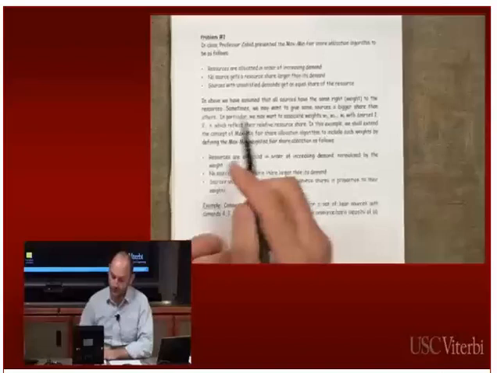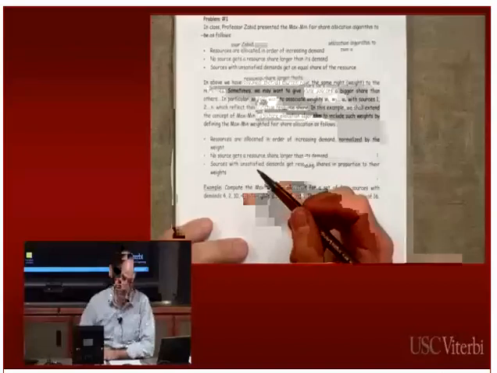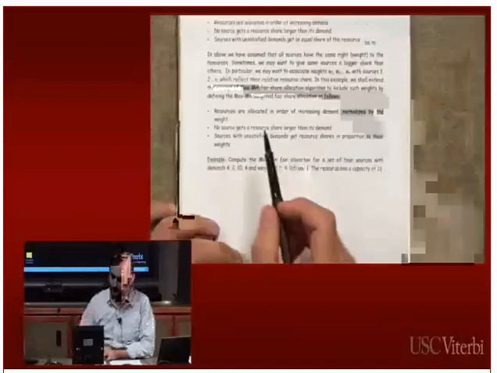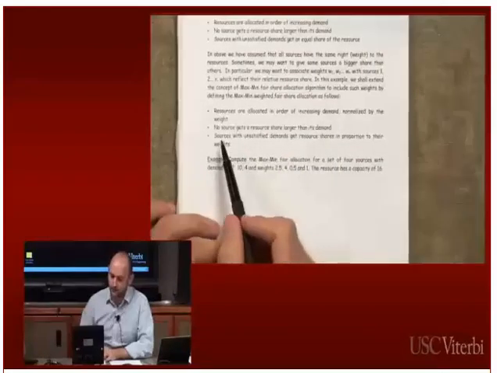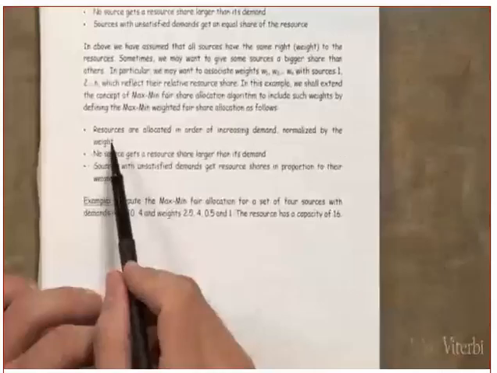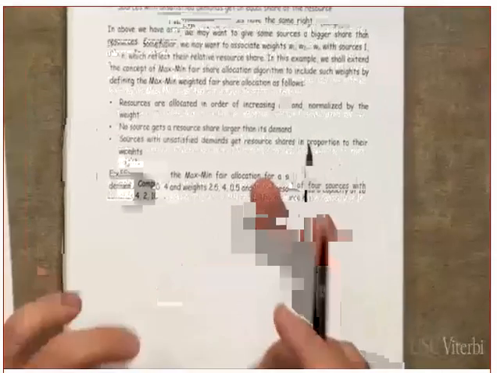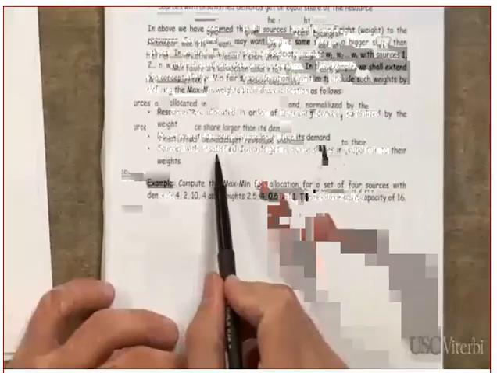The resources are allocated in order of demand normalized by the weight, which means the more weight a source has, the more resource we allocate to it. No source gets a resource share larger than its demand, same as previously, and sources with unsatisfied demand share what is left in proportion to their weights. We distribute what is left proportionally to the weights.